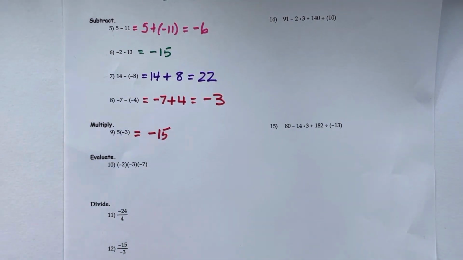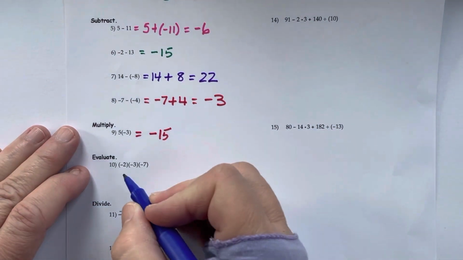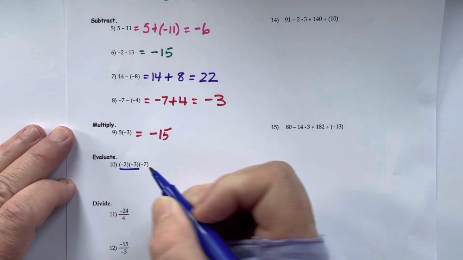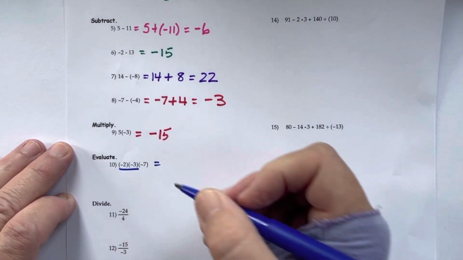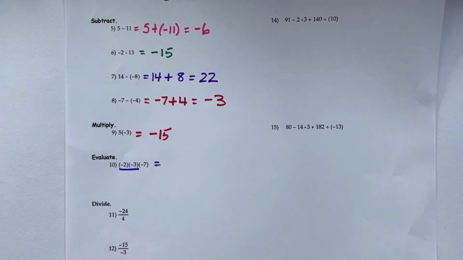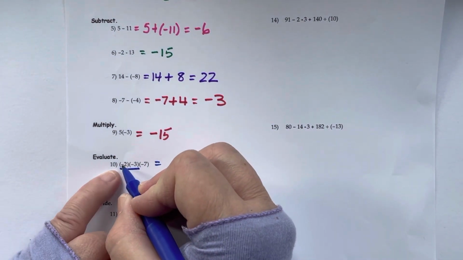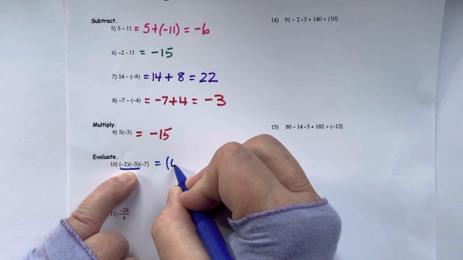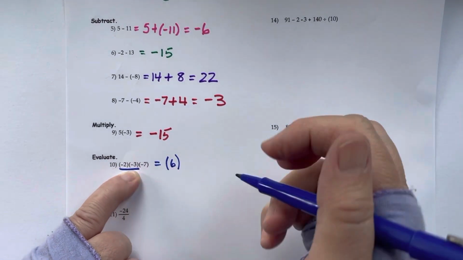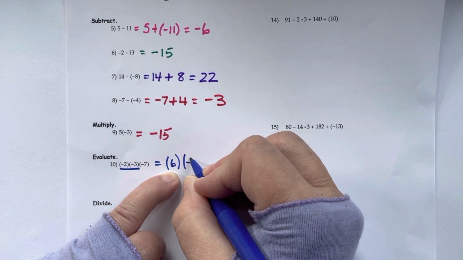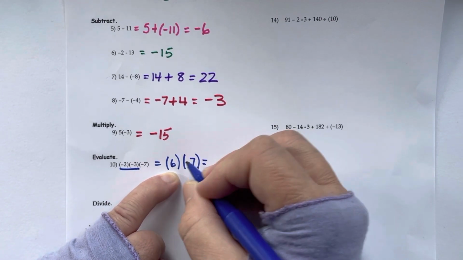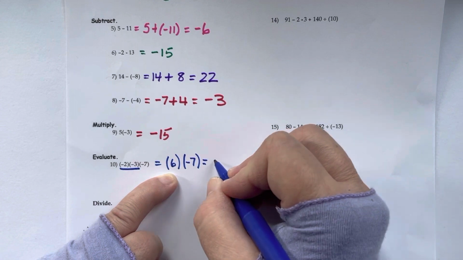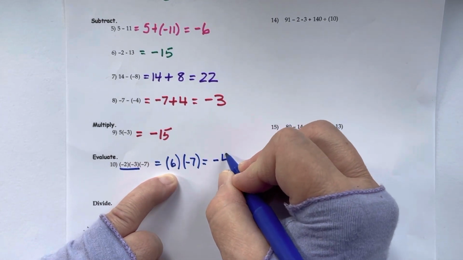All right. Here I'm going to take this in clumps. I'm going to do these two first. And I would do this in my head, but I'm just trying to show you some work here. Negative times negative is going to give me a positive. 2 times 3 is going to be a 6. So when I multiply those two together, it gives me a positive 6. Then I still have to multiply it by the negative 7. Positive times negative is negative. 6 times 7 is 42.